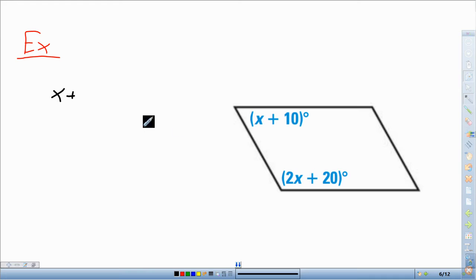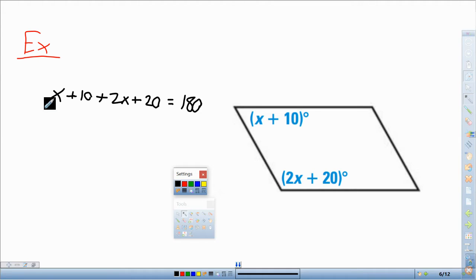I'm going to say, all right, x plus 10, that angle, plus this angle, 2x plus 20, they must equal 180. Just be careful. It might have been tempting to set them equal, but no, these angles are not equal. They're consecutive, so they add to 180. From here, we have variables. They're already on the same side, which is nice. We can just combine them. So an x and a 2x is a 3x. Same thing with the 10 and the 20. That gives me a 30.